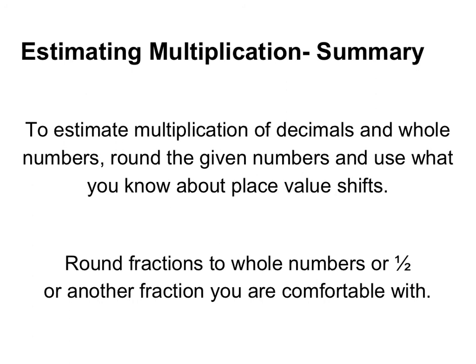So in summary, to estimate multiplication of decimals and whole numbers, round the given numbers, and then use what you know about place value shifts. Multiply by 10, place value shift 1 larger. Multiply by 1/10, place value shift 1 smaller. Round fractions to whole numbers or halves, or another fraction if you're comfortable with it or it really makes sense for the estimation that you've been given.